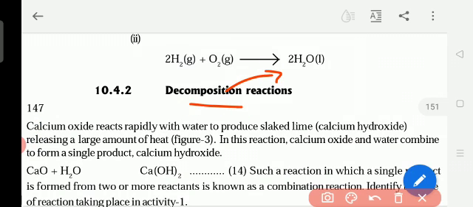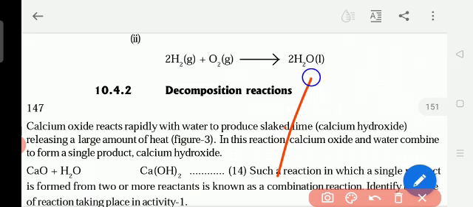Decomposition. Composition means what? Mixture. Write the meaning. And D means what? Opposite. Breaking the mixture. Okay. So when the one reactant is breaking into two or more products, it is called as a decomposition reaction. Okay. So decomposition reaction means what?